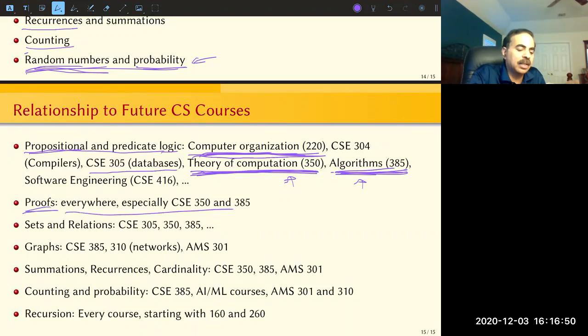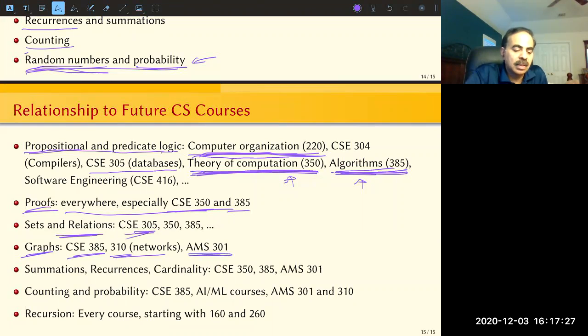Proofs are things that we have in most CS courses. Once again, you will see more of these proofs in theory of computation and algorithms. Relations are very important in databases because very often we work with relational databases. That's how relations come into the picture. Graphs. A lot of things that we learn in algorithms is based on graphs. A lot of things we do in computer networks is based on graphs.